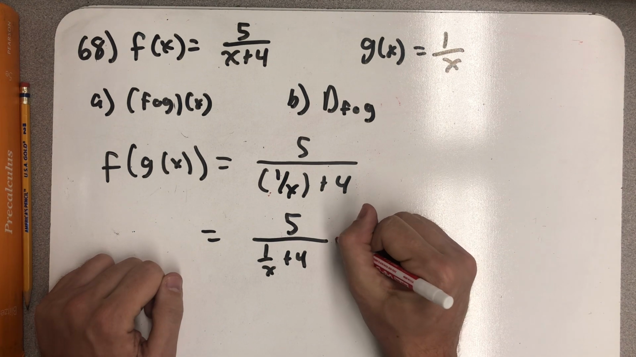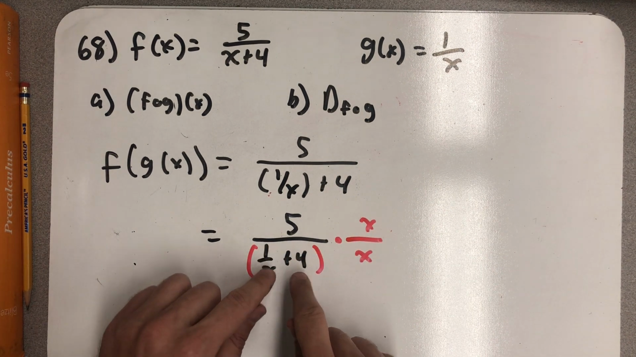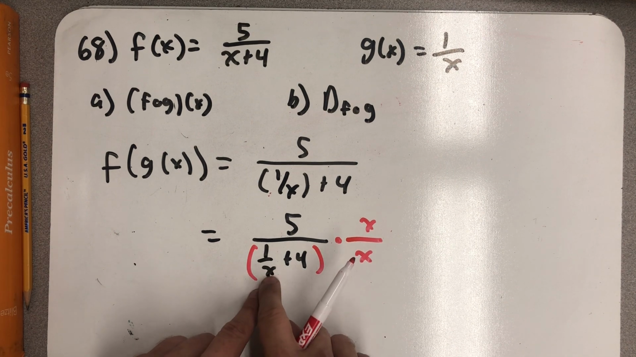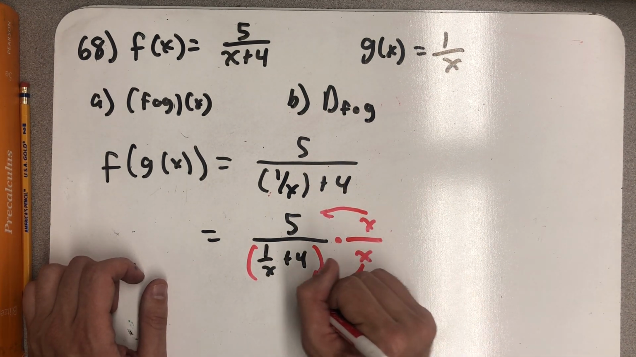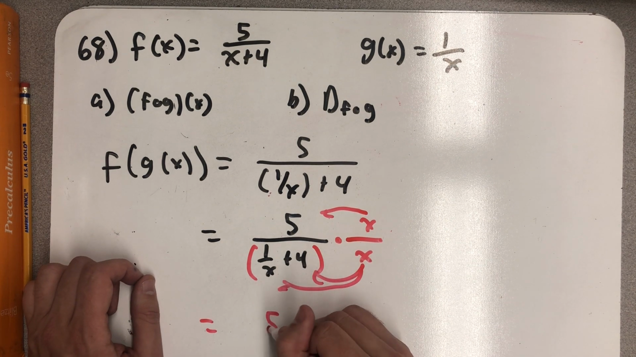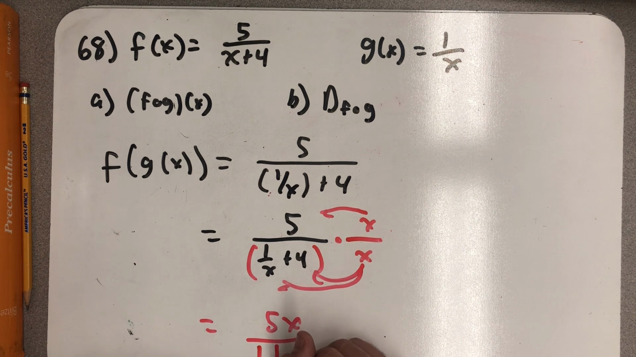The easiest way to simplify this is to multiply top and bottom by x. That's the least common denominator of every denominator, and it's really easy to find because there's only one of them. We multiply through. On top we have 5x. On the bottom I have 1 plus 4x. There's my nice, happy composite function.